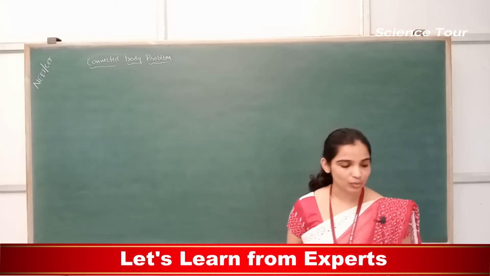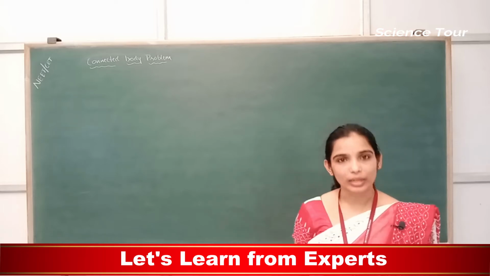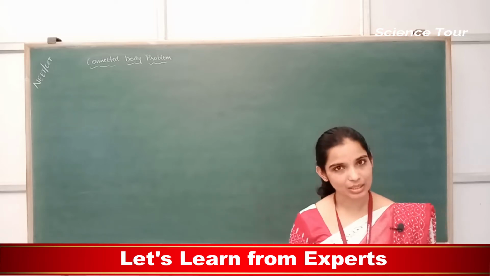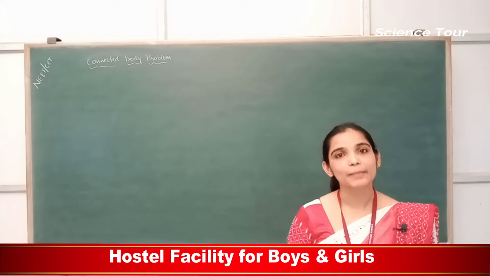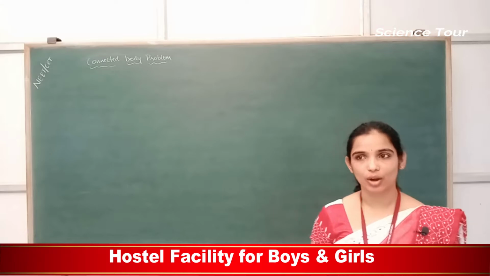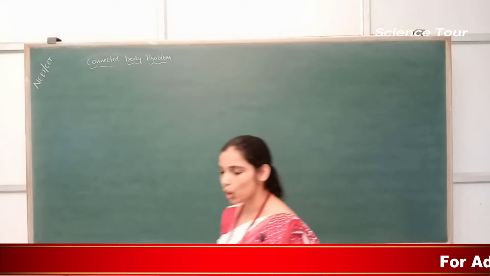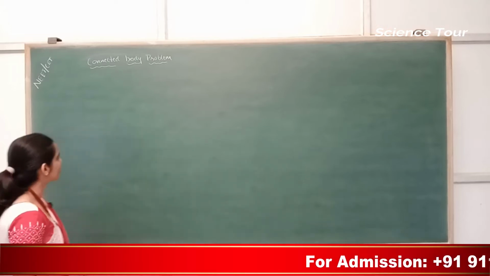In today's class, what we are going to discuss is the combination of bodies which are connected through a string and passing through the pulley, as well as the body which is on the surface of a horizontal frictionless surface. Okay, we'll start with the basic thing now.